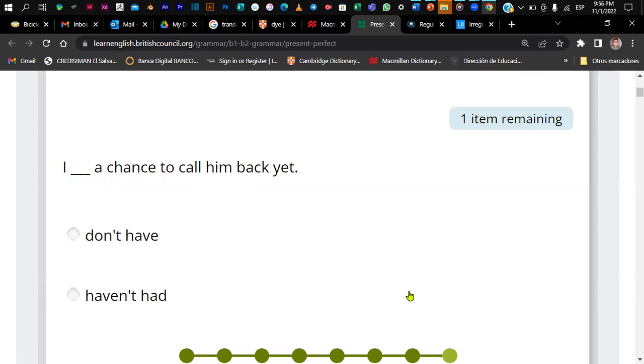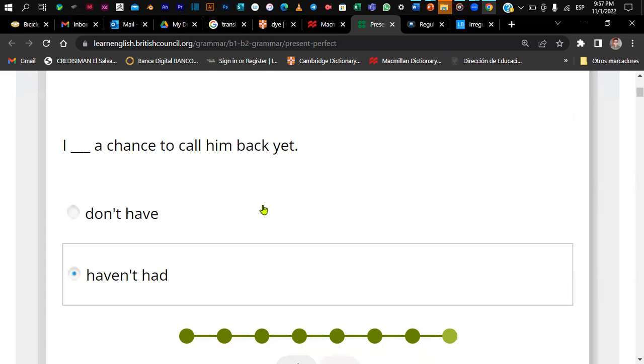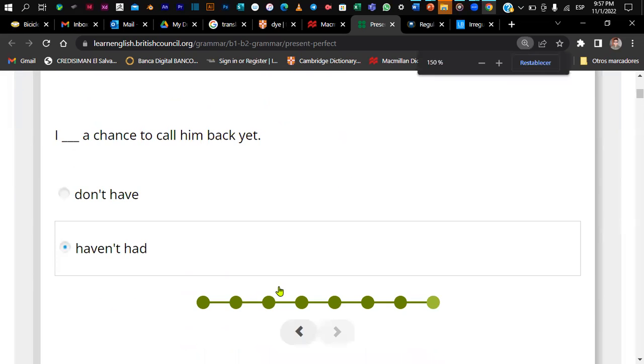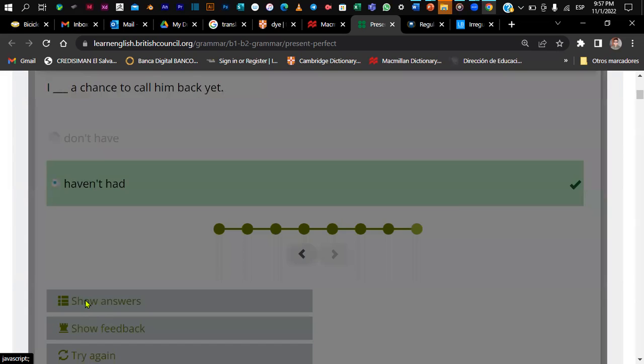And finally, I haven't had a chance to call him back yet. Okay. I haven't had a chance. I haven't had an opportunity to make the phone call yet. No he tenido the opportunity, the chance. All right. Let's see. I haven't had, and we are going to check. Finish.